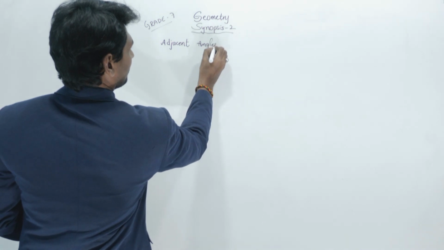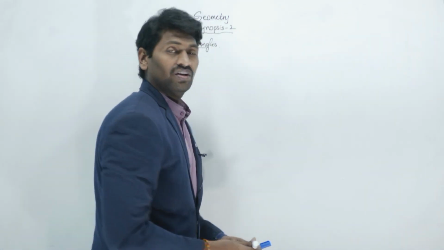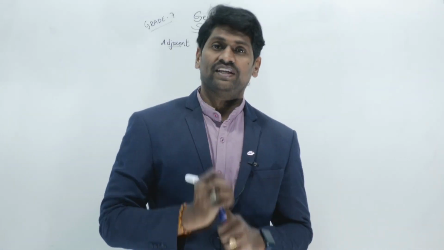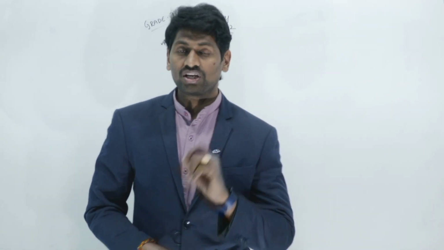Adjacent angles. Adjacent angles means two angles. If you take two angles, the two angles must have a common end point and a common arm. Then the two angles are called adjacent angles. Adjacent meaning is nothing but side by side. That means there are two separate angles, connected by a common arm and a common vertex. Then the two angles come and mix together side by side. That type of angles are called adjacent angles. Okay? Right.